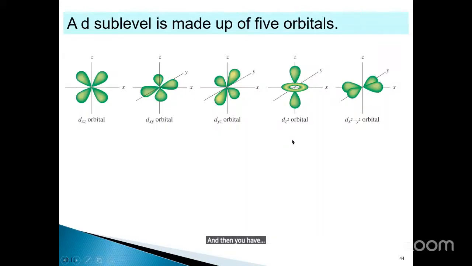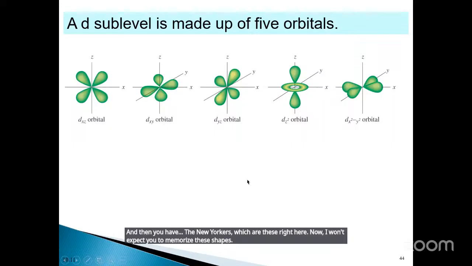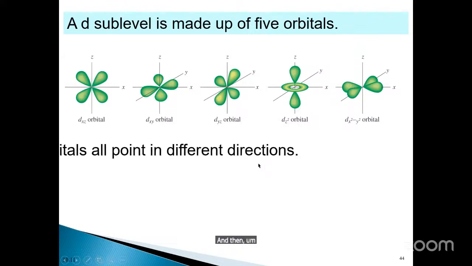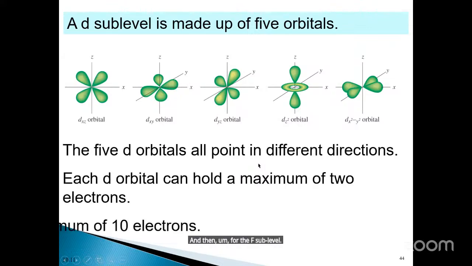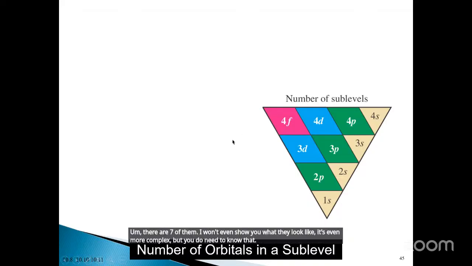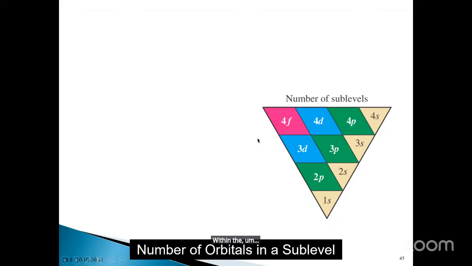the d orbitals, which are these right here. Now, I won't expect you to memorize these shapes, but you do need to know that they exist, and you do need to know that within the d sublevel, there are 5 d orbitals present, right? And this is basically what they look like, all right? And then for the f sublevel, there are 7 of them. I won't even show you what they look like. It's even more complex. But you do need to know that within the 4f sublevel, there are 7 f orbitals.